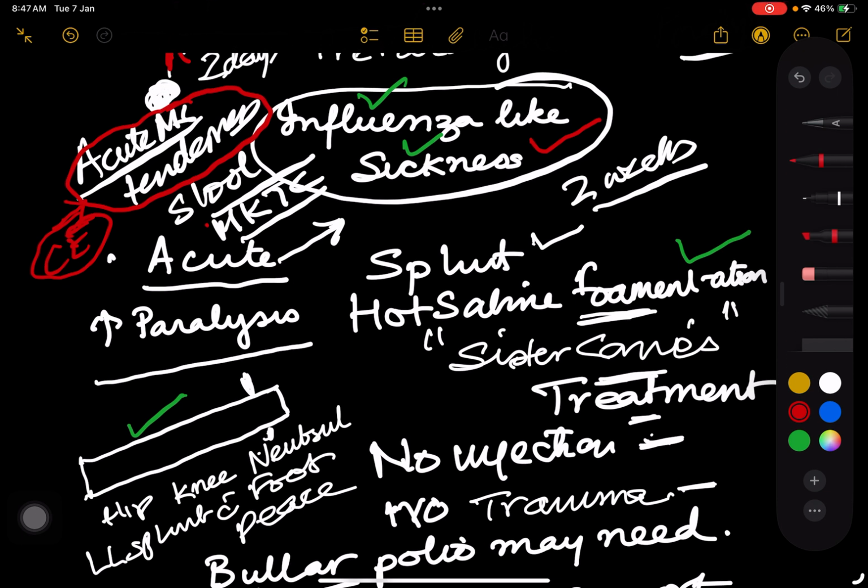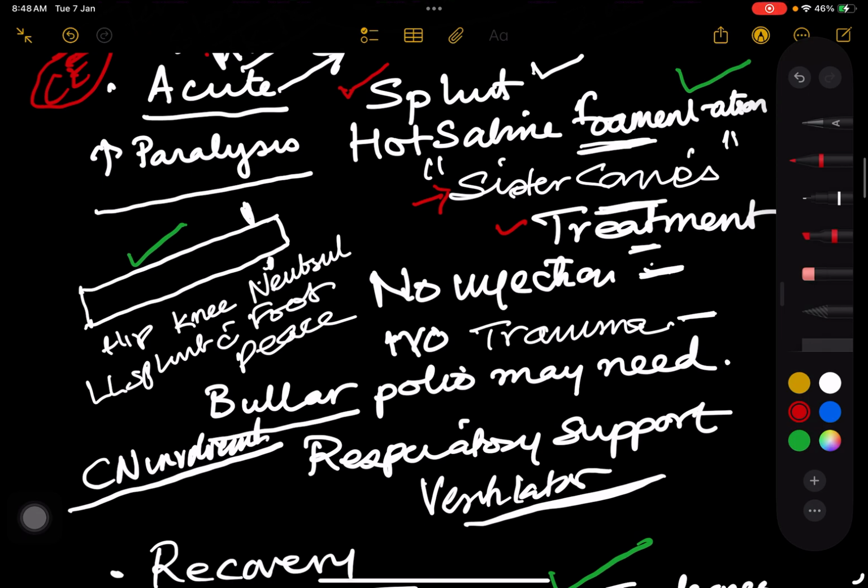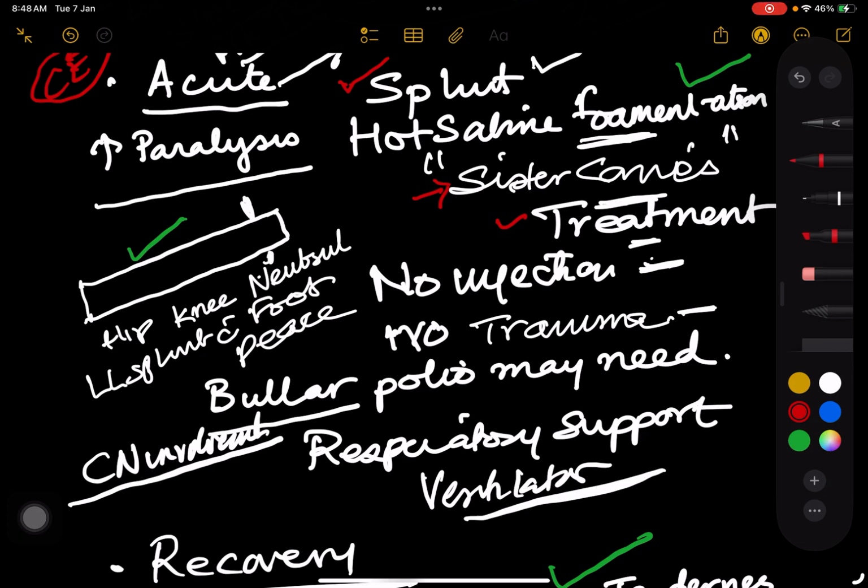Now, how do you manage acute polio? In the influenza-like sickness, you have to recognize it and differentiate it from influenza. And then you have to splint. You have to give hot saline fomentation, which is called Sister Kenny's treatment, because Sister Kenny was an Australian nurse who treated a large number of polio cases by hot saline fomentation. So this is called Sister Kenny's treatment. No injection, no injury.